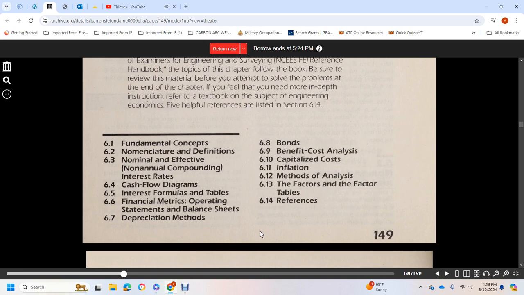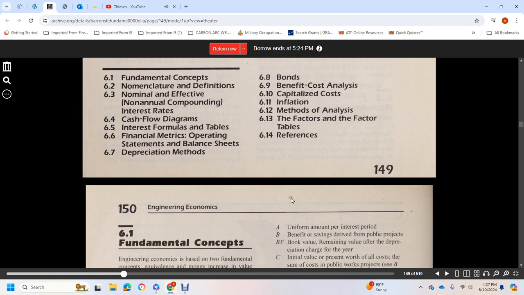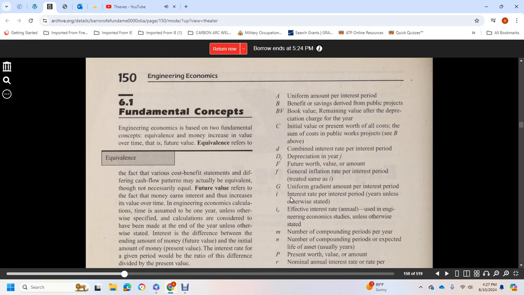Alright. 6.1 Fundamental concepts. 6.2 Nomenclature and definitions. 6.3 Nominal and effective non-annual compound interest rates. 6.4 Cash flow diagram. 6.5 Interest formula tables. 6.6 Financial metrics, operating statements, balance sheets. 6.7 Depreciation methods. 6.8 Bonds. 6.9 Benefit cost analysis. 6.10 Capitalized costs. 6.11 Inflation. 6.12 Methods of analysis. 6.13 The factors in the factor tables. 6.14 References.